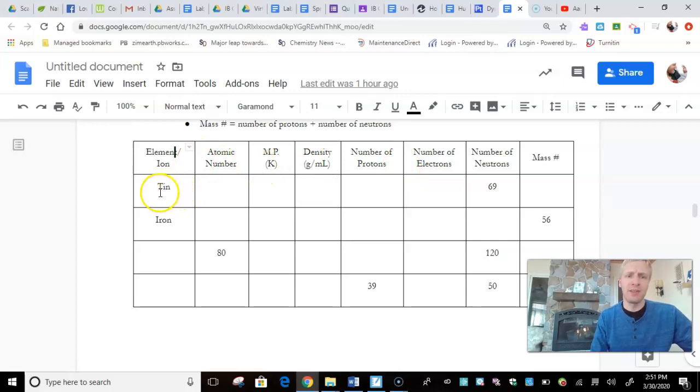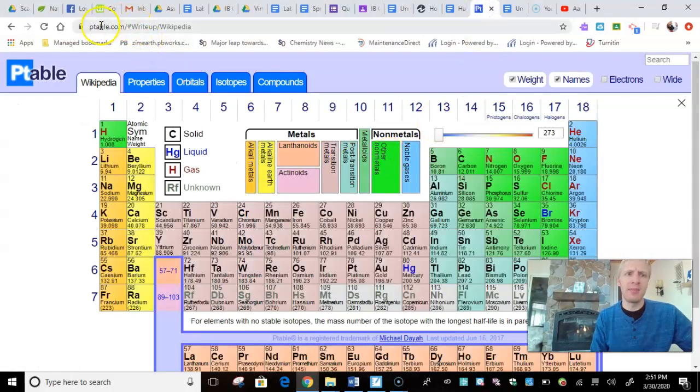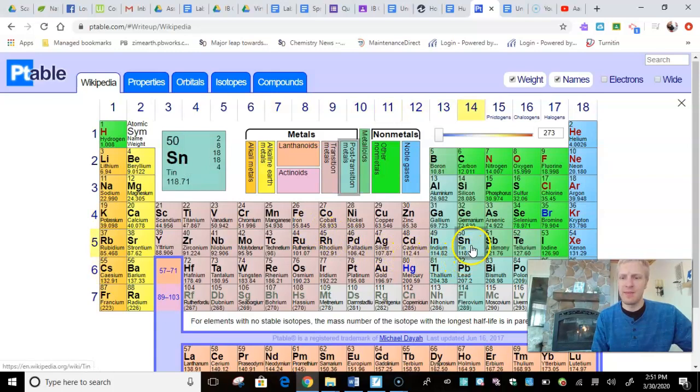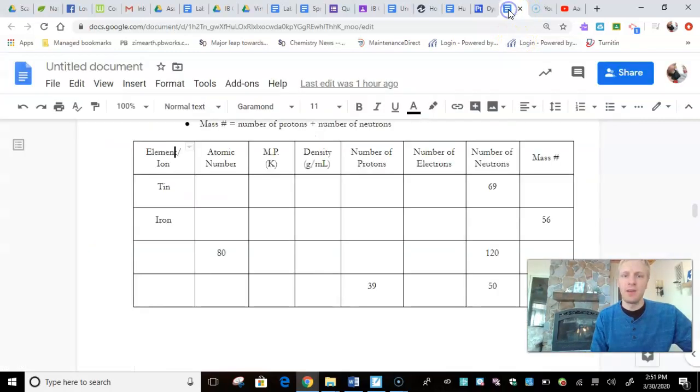Alright, so first of all, if I have the element, I can determine the atomic number. And if I know the atomic number, I can identify the number of protons, because the number of protons and the atomic number are the same number. Alright, so going to my periodic table, this ptable.com works really well. I'm looking for tin, Sn, it's right here, it's number 50. That's my atomic number. So I would write atomic number is 50. And my number of protons is also 50.